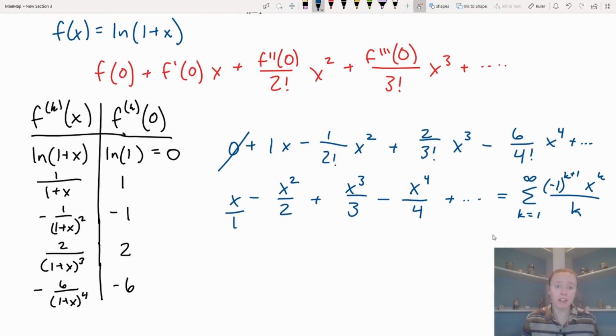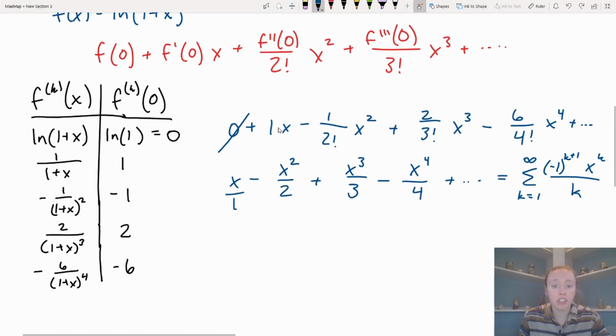Go ahead and confirm with your table. The Maclaurin series for the ln of 1 plus x is the summation from k equals 1 to infinity of negative 1 to the k plus 1 times x to the k all over k. So we have our series representation, but we don't know when it's actually equivalent to that function. When this series is equivalent to the ln of 1 plus x, that's for x values that make the series converge. So we need to figure out what x values will make this series converge.